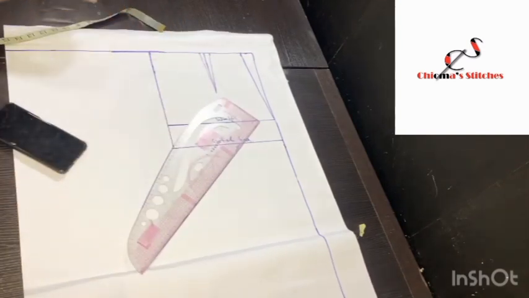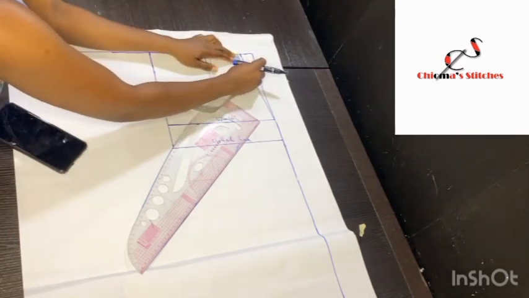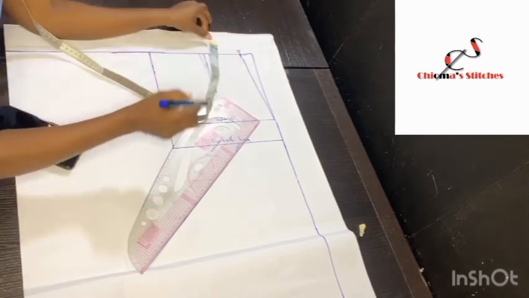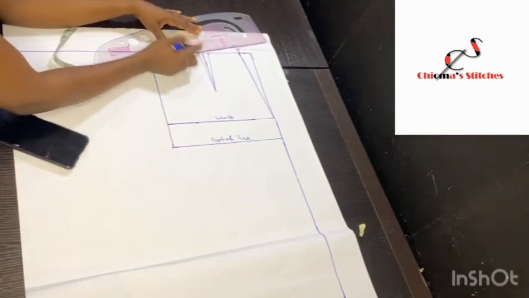And then for the side line, I am going to be going up by ½ inch. So from this end, I'm going up by ½ inch, and then I'll connect this ½ inch and then connect it to the first dart line.